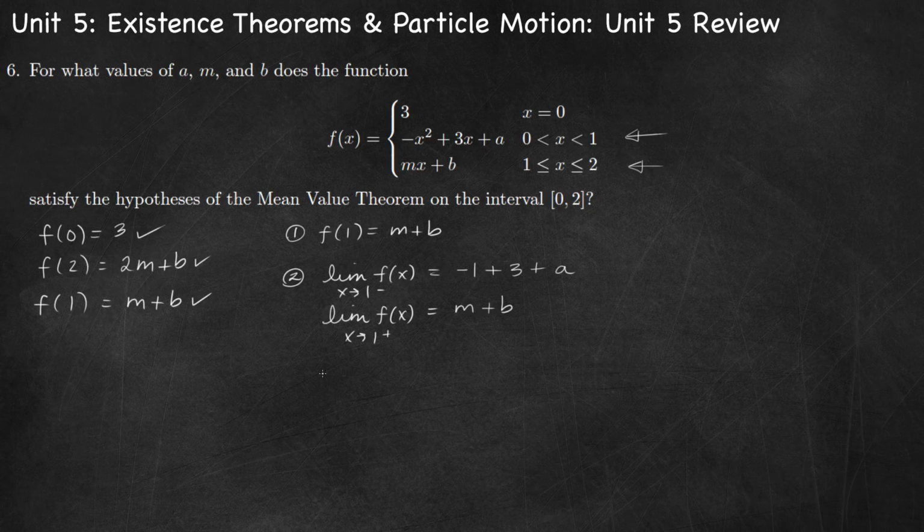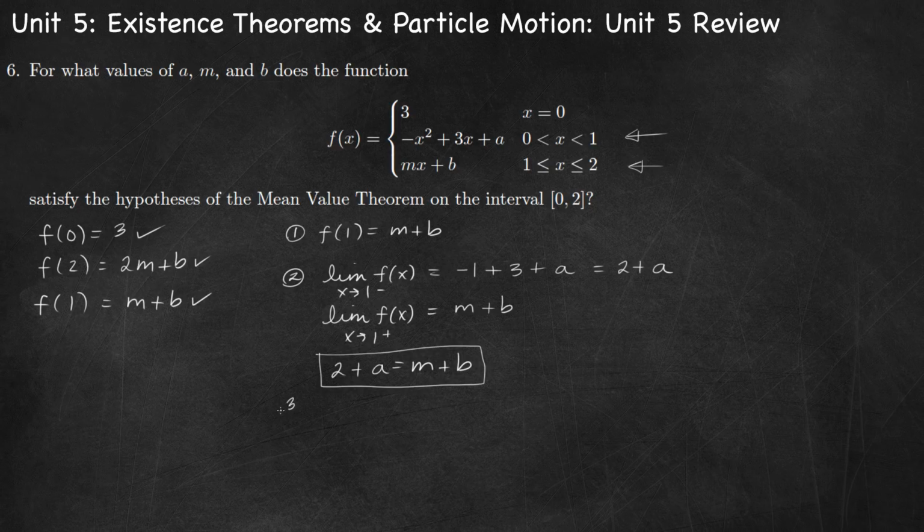So in order for the limit of f as x approaches 1 to exist, negative 1 plus 3 plus a has to equal m plus b. And I see we can simplify this more. Negative 1 plus 3 is 2. So 2 plus a would have to equal m plus b. That has to be true. So 2 plus a equals m plus b. If that's not true, then our graph is not continuous. And we're trying to find values that make our graph continuous. So we're going to come back to this later, but we know this has to be true.